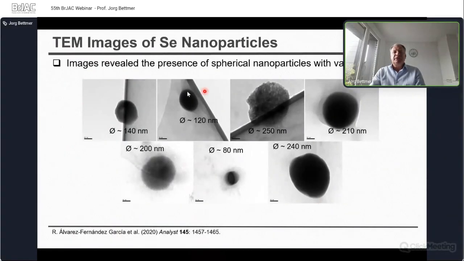And here you see some pictures of the particles we have detected in this yeast, the same one we have analyzed before with single particle ICP-MS. And you can see a huge variety of sizes, but they somehow confirm the results we have seen in single particle ICP-MS. And basically most of them are spherical, let's say it like this, okay?